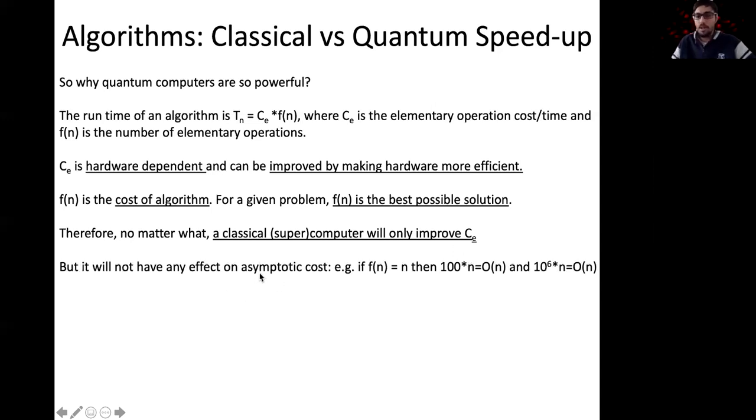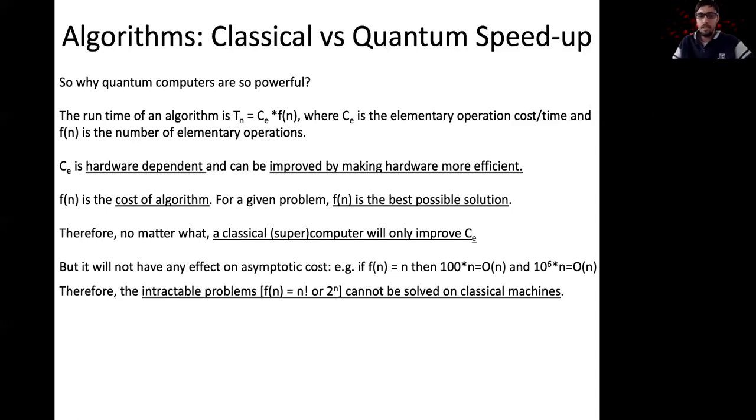Just to give you an example, if on a computer the cost of running binary search is 100 times n, it is still order n, or if it's 10 power 6 times n, it is still order n. So you have drastically reduced the comparison time from 10 power 6 to 10 power 2, but still you are stuck with that order n part of it.